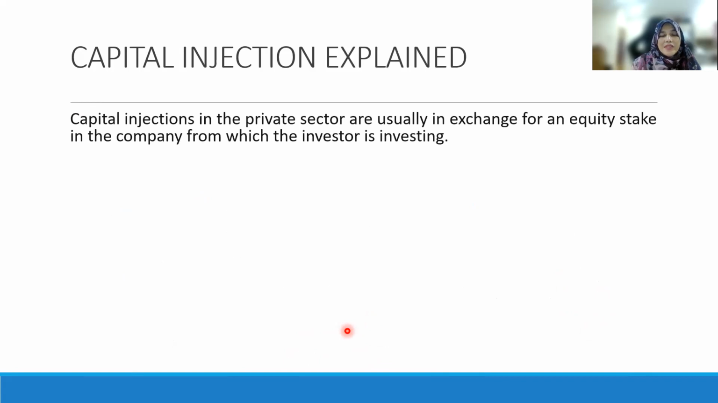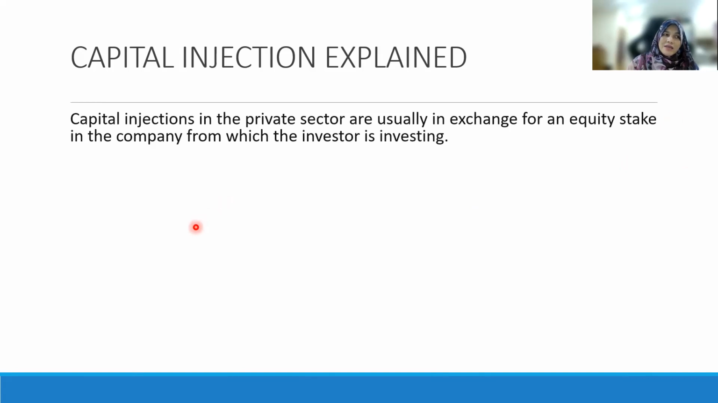So usually capital injection in the private sector is in exchange for an equity stake in the company in which the investor is investing. When capital is injected into the business, it will be reflected in the equity stake of the company. So what does it mean here? In return, the investor will have equity in the company.